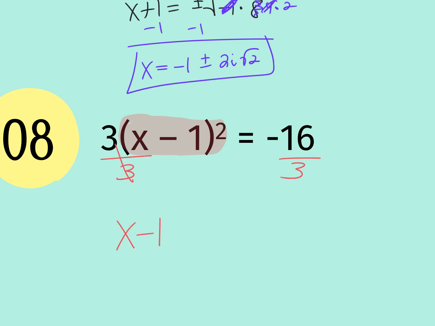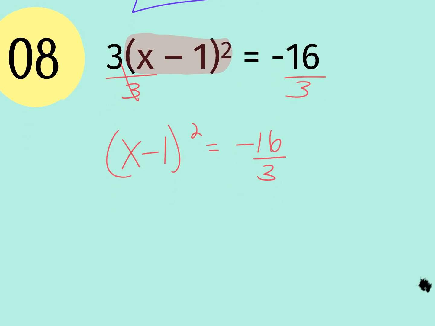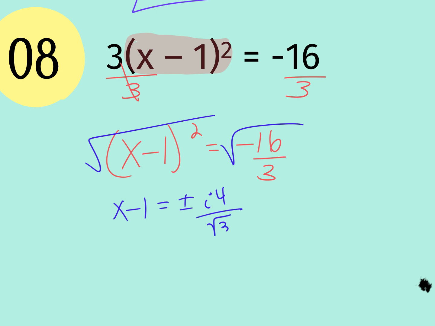So we have x minus 1 squared equals negative 16 over 3. Now that my binomial is by itself, what can I do to both sides? Take the square root. So x minus 1 equals what goes in front of my square root, plus or minus. What is the square root of negative 16? 4i. Do I know the square root of 3? No.